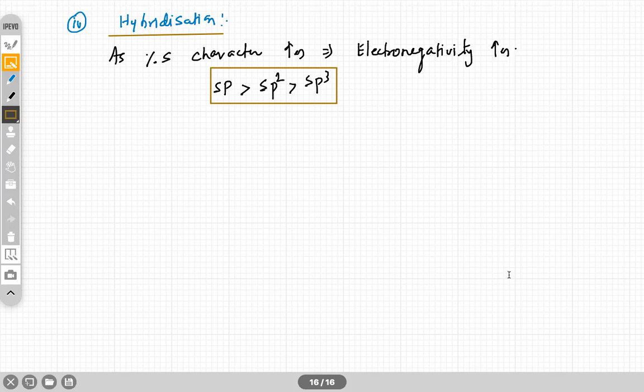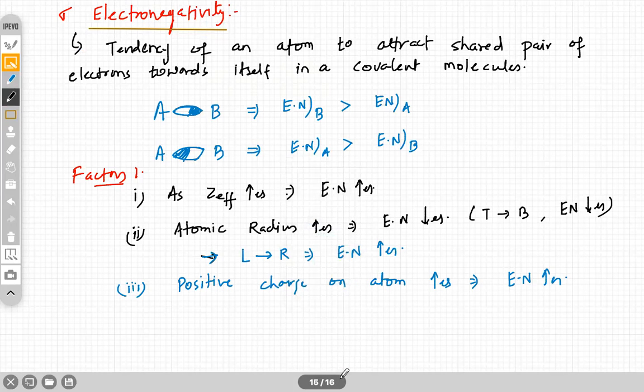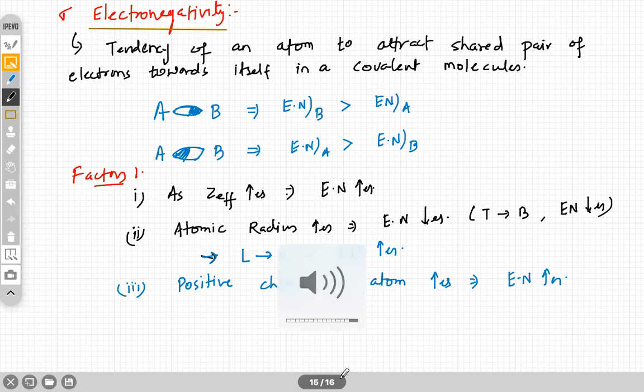Now, to measure electronegativity, how do we find out electronegativity between the two atoms? We have 2-3 formulas. Okay. Sir, could you go back one sec, the last slide? Just a second. Thank you, sir. Sorry. Okay. Done? Yes. Okay.